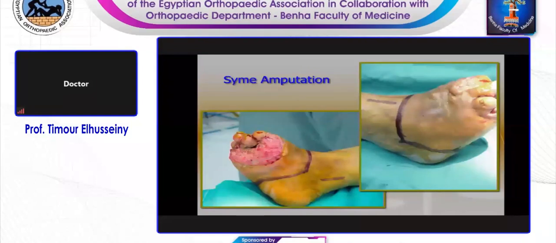A biopsy was taken from the patient, and it proved to be a squamous cell carcinoma, a marginal ulcer. She agreed to a Syme amputation. This is a diagram for the skin flaps of the Syme amputation, which is actually one of the most important steps in this operation, so as to avoid skin flap necrosis.